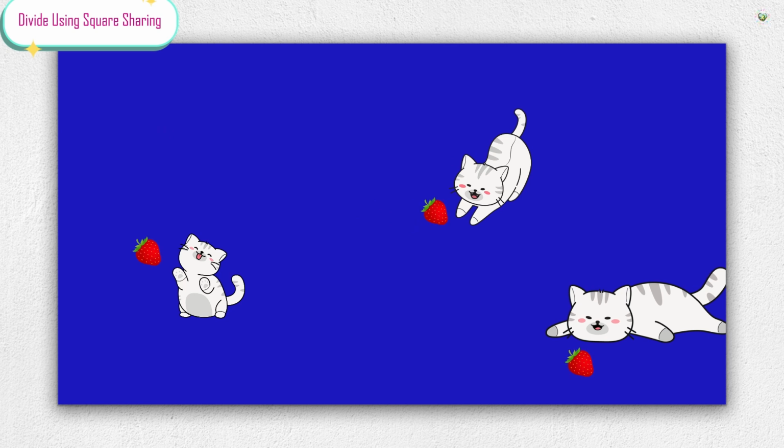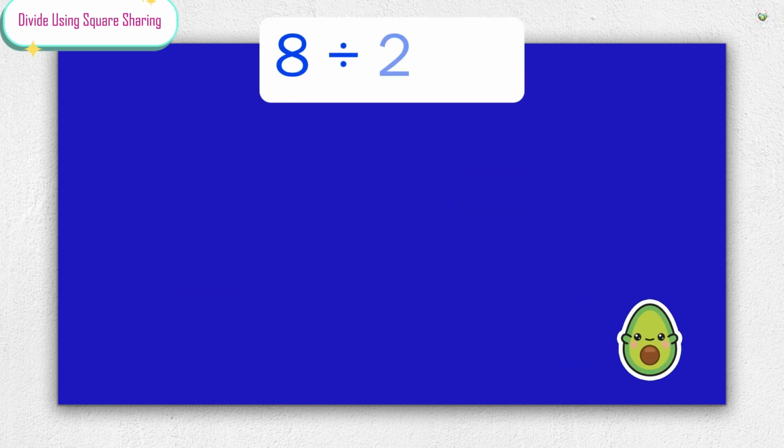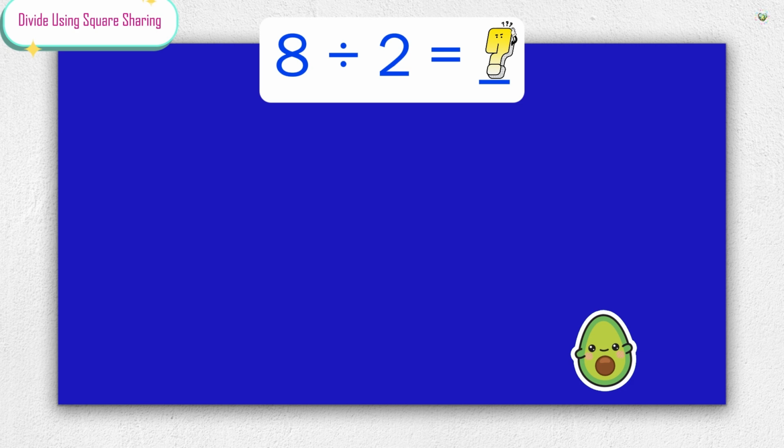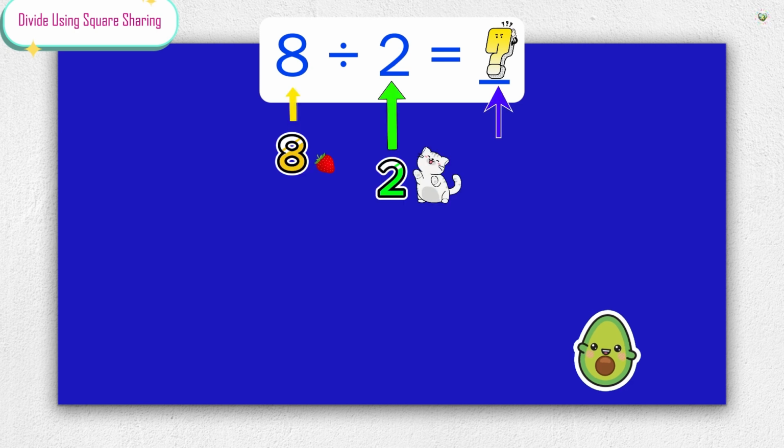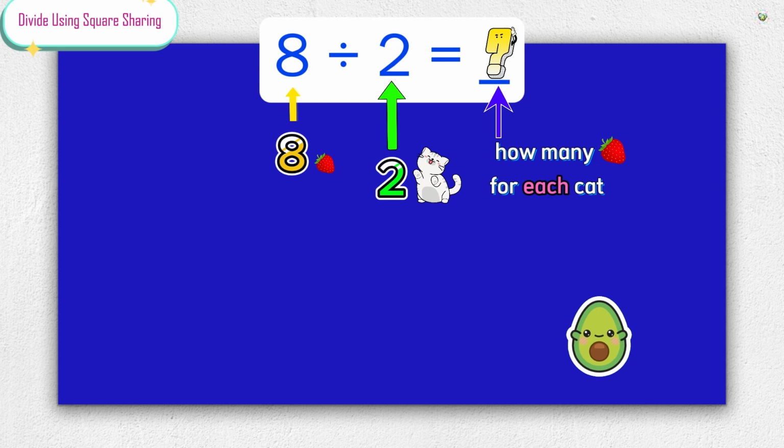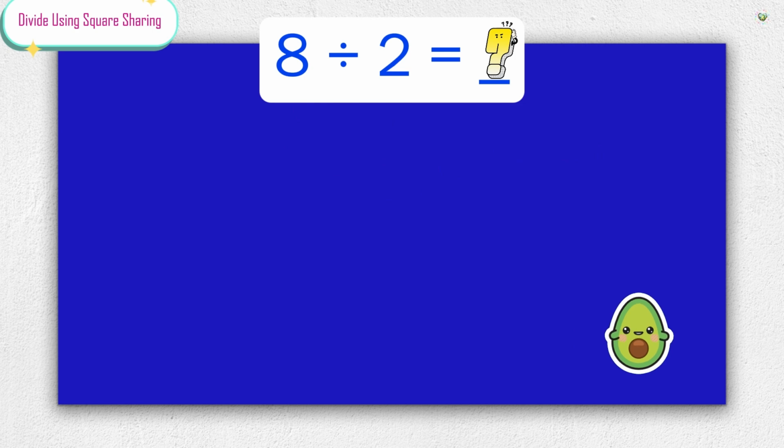Let's start with this one. 8 divided by 2. Do you know what that means? Well, does that mean we have 8 strawberries to share between 2 cats? We need to find out how many strawberries each cat gets. Exactly, Greenie. But now I need to draw 2 cats and the strawberries.